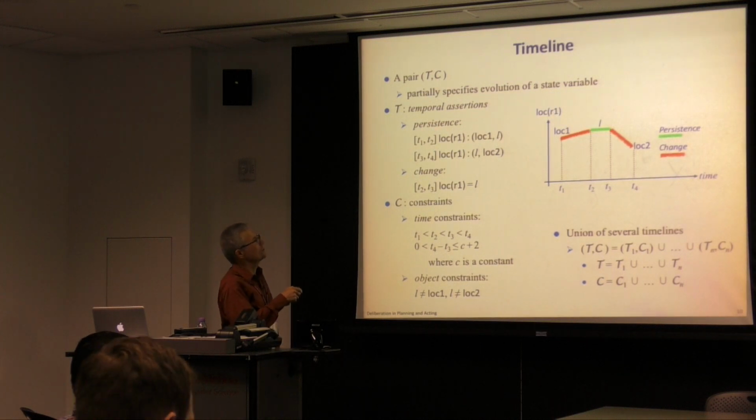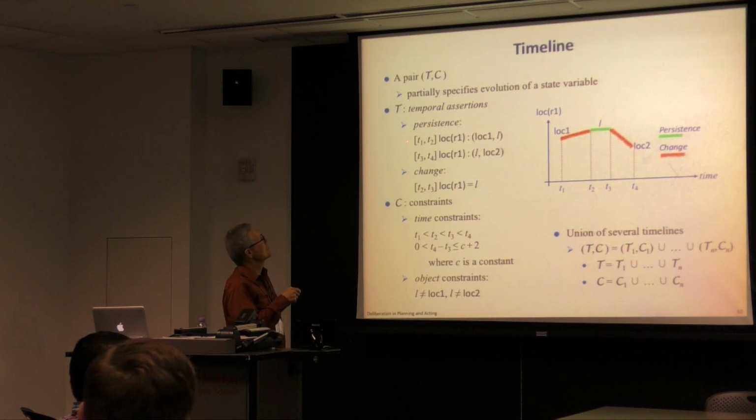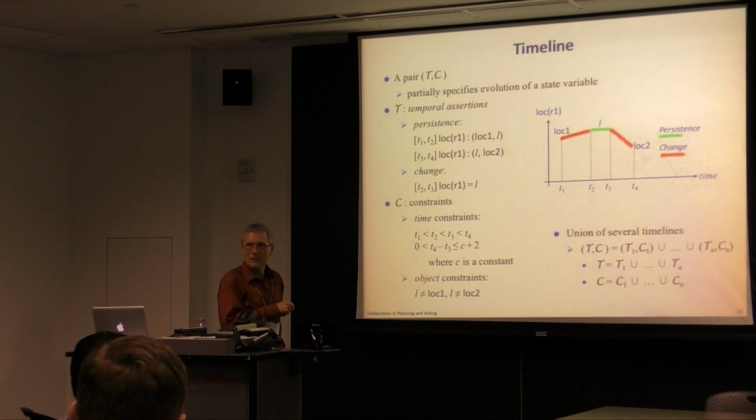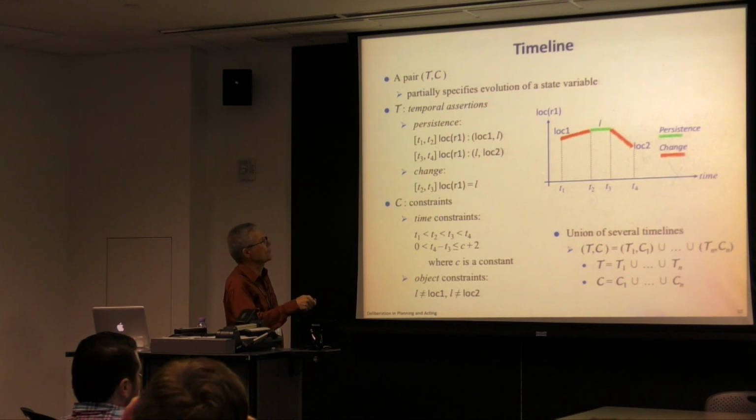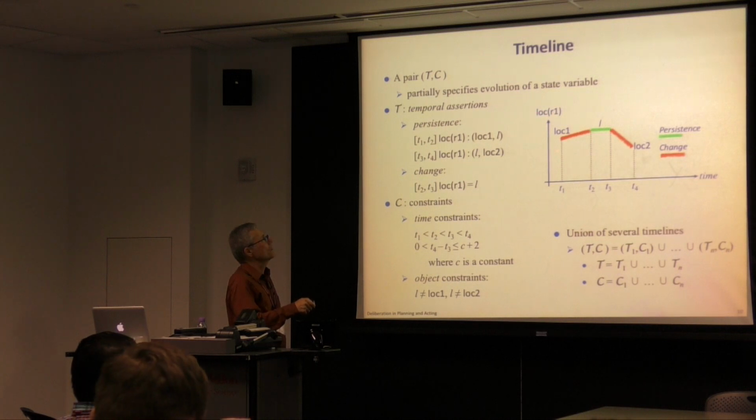This one should say change rather than persistence. It says that over some time interval the value of a state variable changes from one value to another. So this one says it changes from loc1 to L. This one says it changes from L to loc2. These three things are represented in that graph over there as how the location of robot 1 evolves over time.